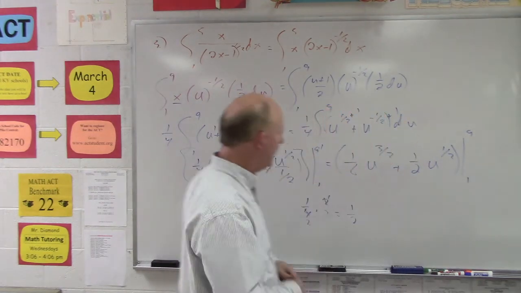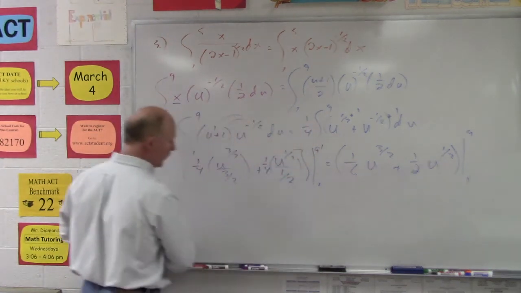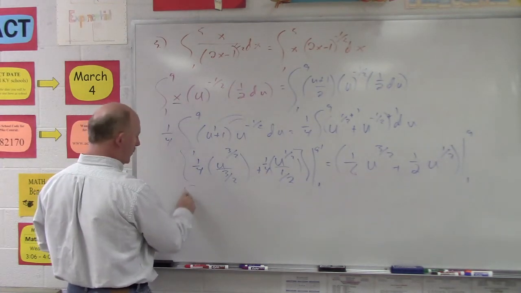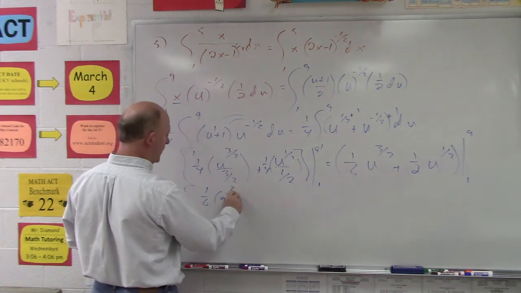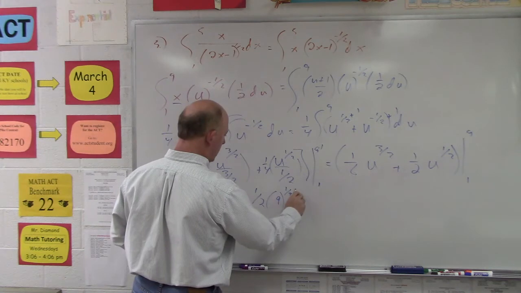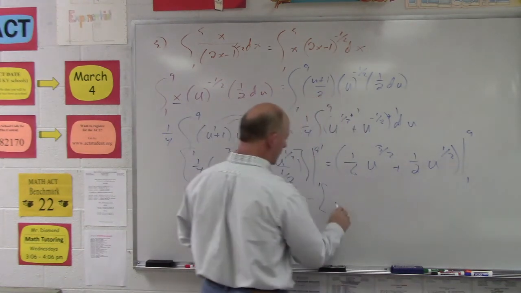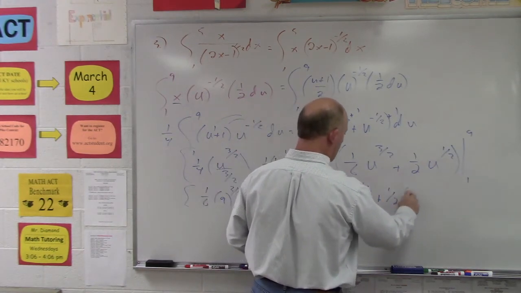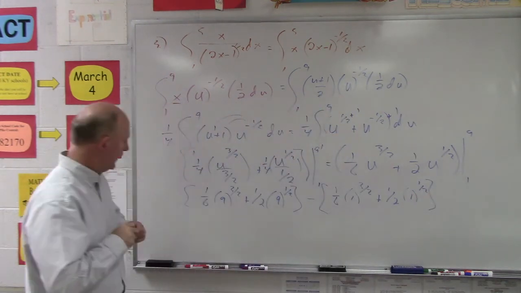And let's see what we get. Now let's substitute the 9 in first. I'm running out of room, so I want to write a little bit smaller here. Substituting the 9 in will give us 1/6 times 9 to the 3/2 power, plus 1/2 times 9 to the 1/2 power, minus, and let's substitute the lower bound in for u now. So that becomes 1/6 times 1 to the 3/2 power plus 1/2 times 1 to the 1/2 power. And let's see what we get.